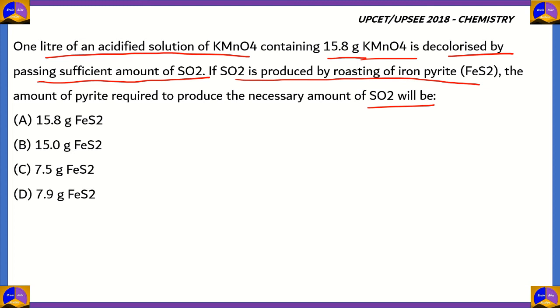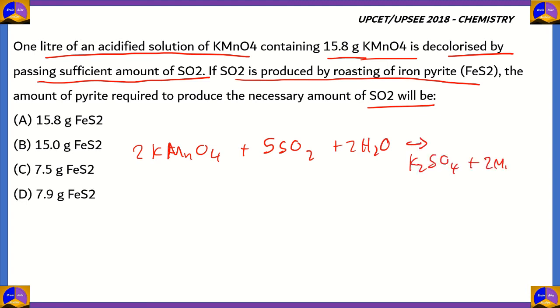So, how do we solve this question? Well, for this particular question, we need to know the reactions behind the question. So we have two reactions. KMnO4 is decolorized by passing sufficient amount of SO2. So the balanced reaction for that is 2KMnO4 plus 5SO2 plus 2H2O gives K2SO4 plus 2MnSO4 plus 2H2SO4. So this is the first reaction.